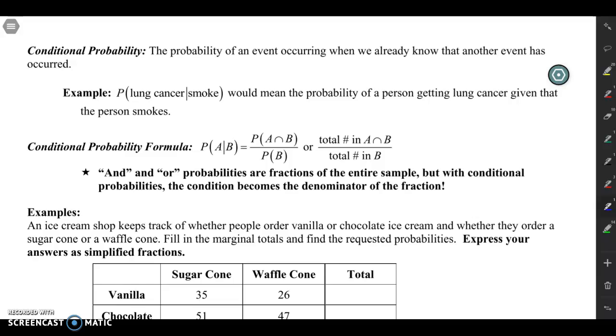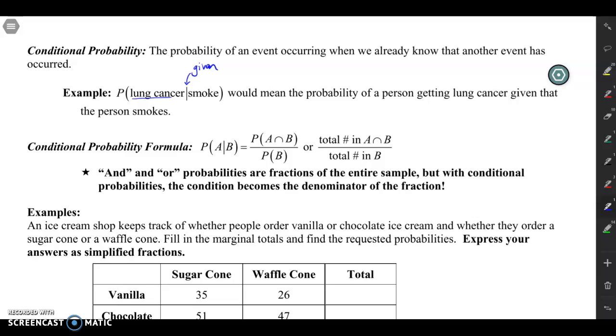The way that we're going to calculate conditional probability is we're going to look at the probability of an event occurring when we already know that another event has occurred. For example, if I want the probability of lung cancer, this little vertical bar right here means given. So what's the probability of someone having lung cancer given that the person smokes? We're going to look at just the people that smoke and then figure out how many of those people have lung cancer. What's the chance of someone in that group having lung cancer?